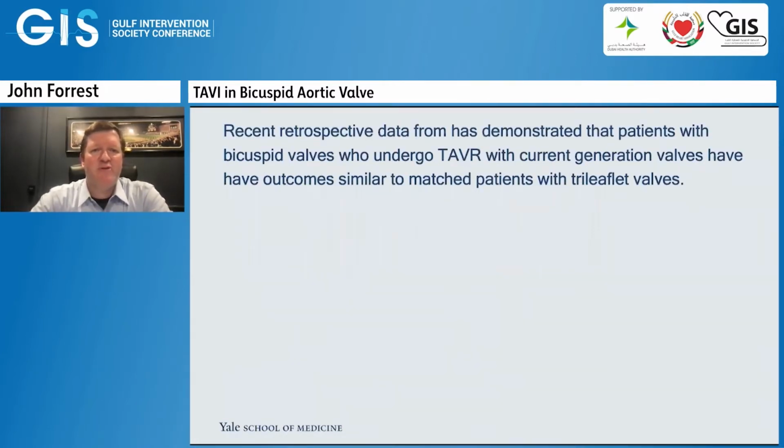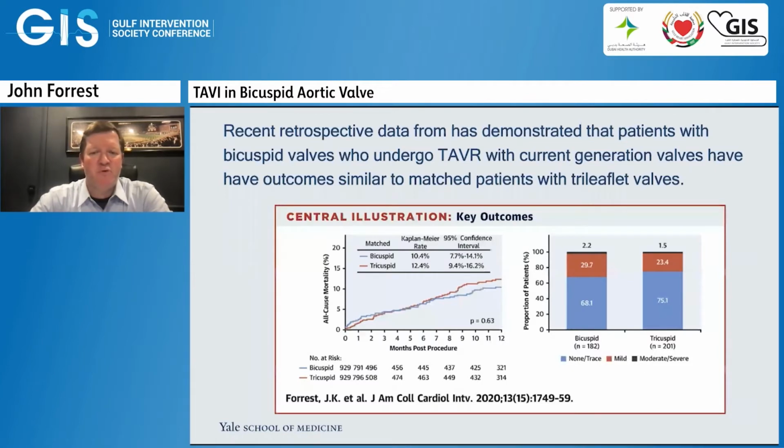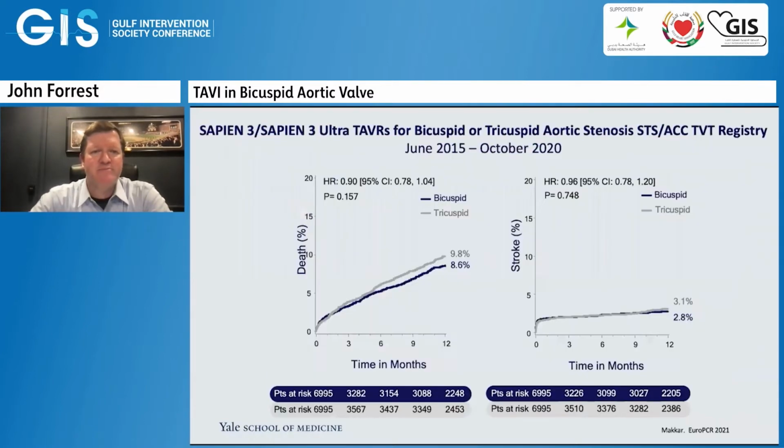And in fact, recent retrospective data has demonstrated that patients with bicuspid valves who undergo TAVR with current generation valves have outcomes similar to matched patients with trileaflet valves. I've done a fair amount of work in this area. Here's some work that we've done from the TVT registry showing that in matched cohorts, bicuspid versus trileaflet valves, very similar outcomes for all-cause mortality. And when you look at paravalvular leak, again, very similar outcomes.